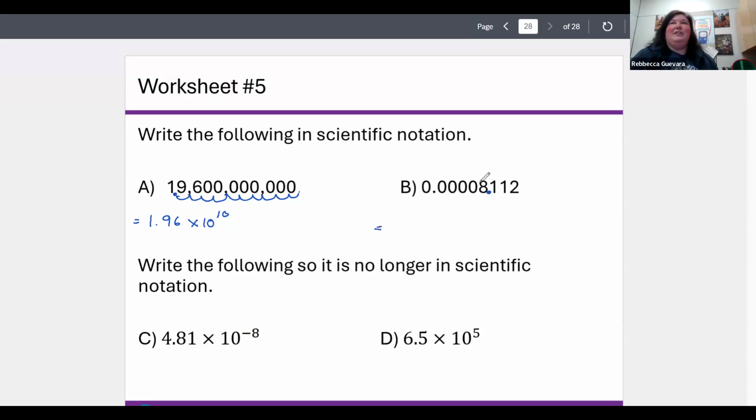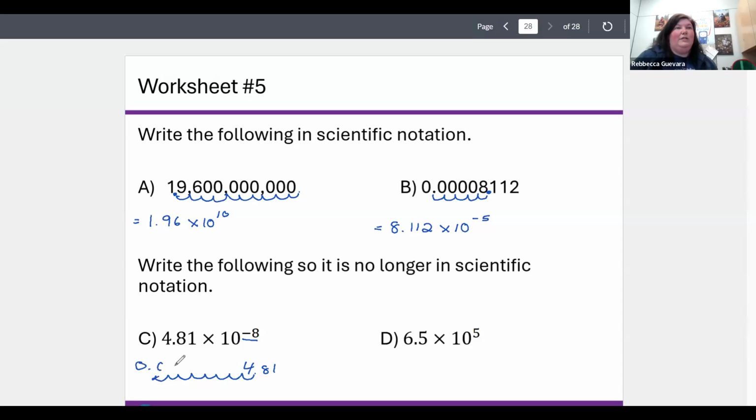Here, we're going to put that decimal place here so we can get a number that's between 1 and 10. So we get 8.112 times 10 to the, I move my decimal place 1, 2, 3, 4, 5. Negative 5, to represent that decimal. Here, we got 4.81 times 10 to the negative 8. So we have our 4.81, and we're going to make it a number that looks like this, so we're going to move to the left 8 places: 1, 2, 3, 4, 5, 6, 7, 8.